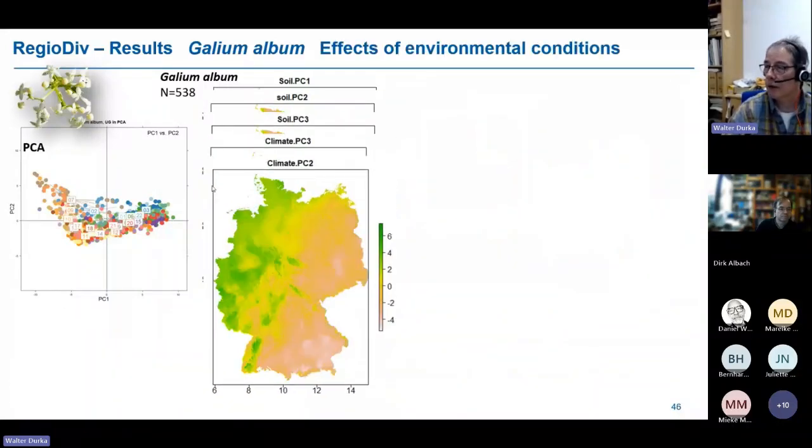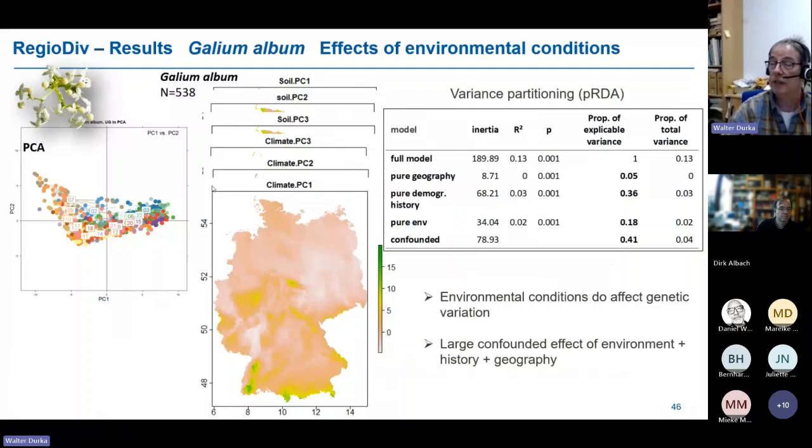However, we of course know that there is soil, that there is climate, which also could affect or could have affected the adaptation of that species. And if we do a variance partitioning analysis, we do see that, of course, pure geography explains a bit. The pure demographic history explains quite a bit of the genetic structure. The pure environment, however, also explains part of the structure, so is somehow correlated with the existing genetic patterns. And a large part of the genetic pattern that we see is somehow confoundedly related to geography, demography, and environment. So there is more than just the geographic distance and the demography.